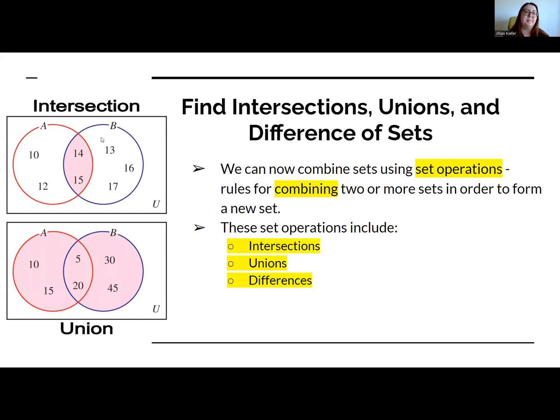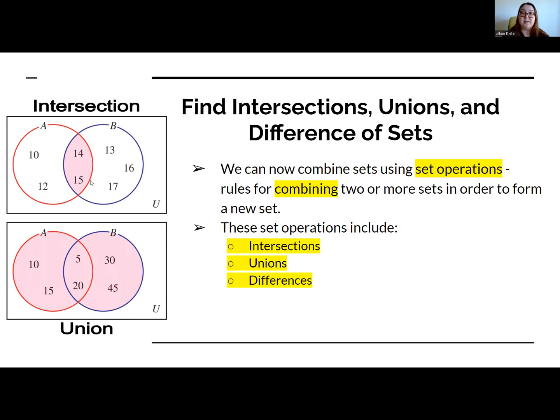We have some pictures here. We see the intersection is this top one. You have 2 sets, A and B. And we see that there is a place where they overlap and there are elements in that overlapping section.